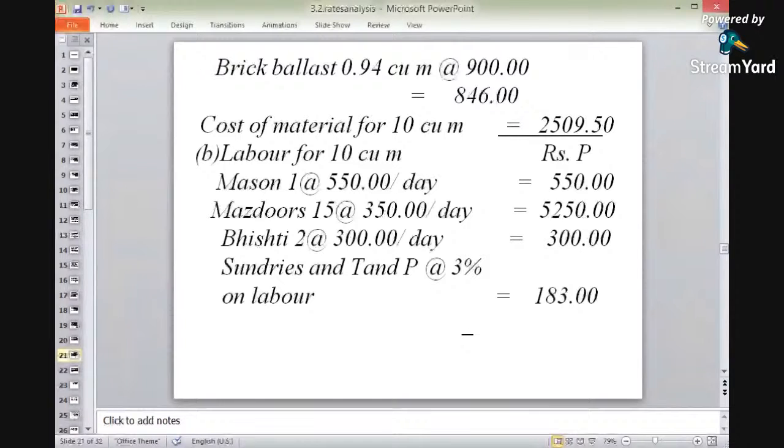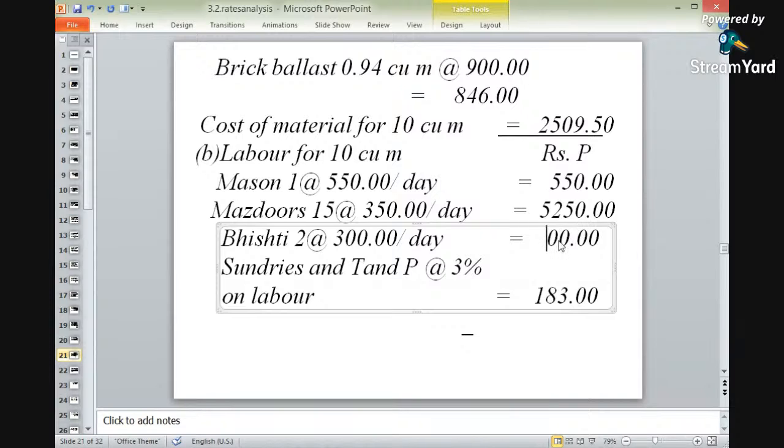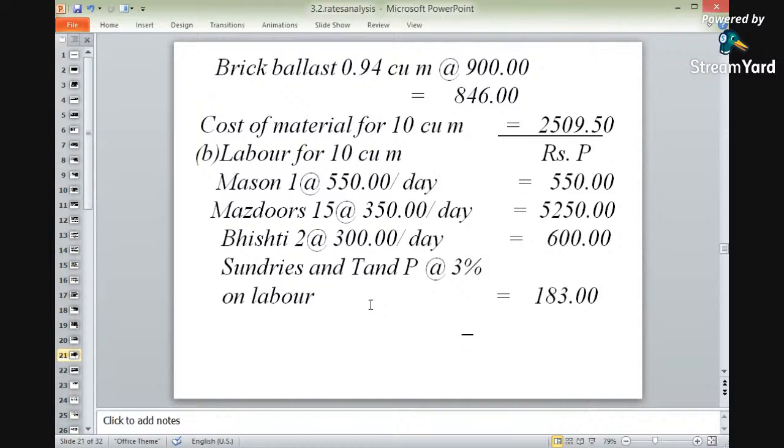What about the mazdoors required for cement concrete work? 1.5 numbers, multiplied by again 350, it comes to be 525. How many bhistis are required? Two numbers of bhisti are required. The amount is 300 per day, so at the rate of 300 it will be 600. What about sundries? It is 3% of the labors, so it comes to be near about 18.00.